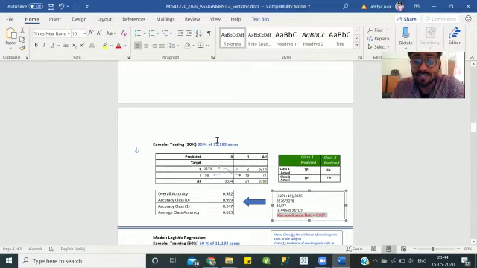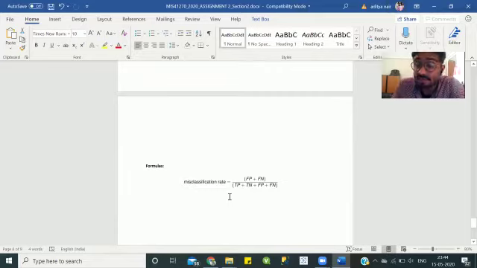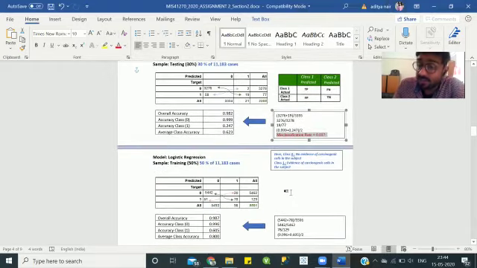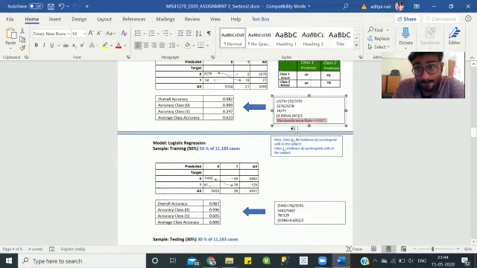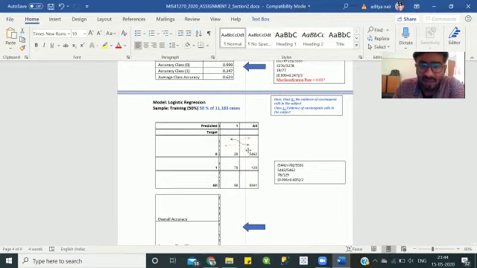And how is it 0.017? There is a formula for it. The misclassification rate is given by the numerator FP plus FN, false positive plus false negative, divided by the denominator, the summation of true positive, true negative, false positive, and false negative. This formula gives us the misclassification rate, and the misclassification rate for the first algorithm is 0.017.